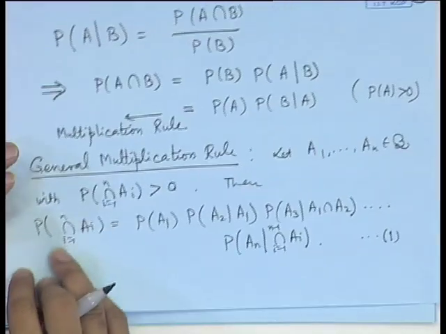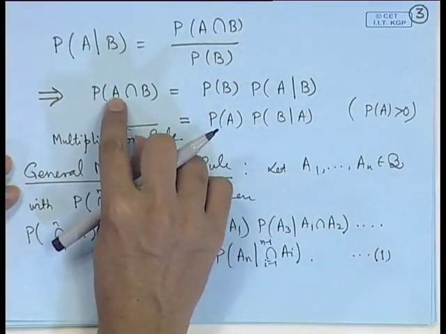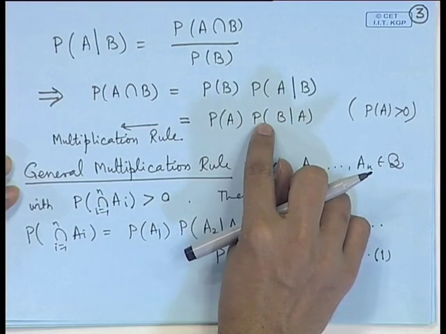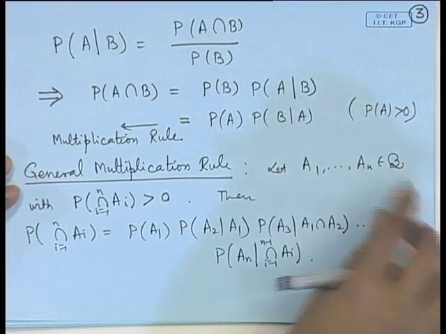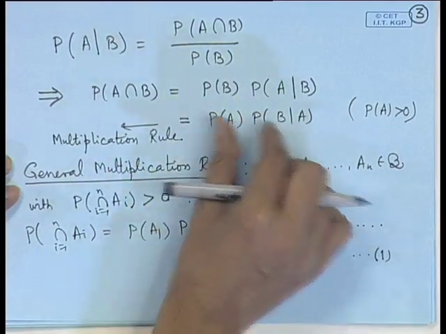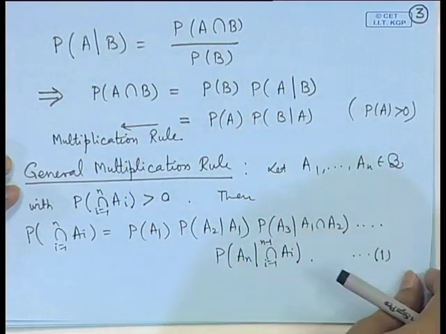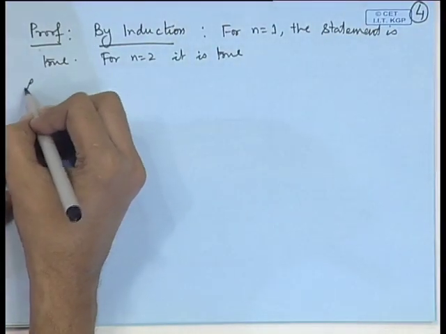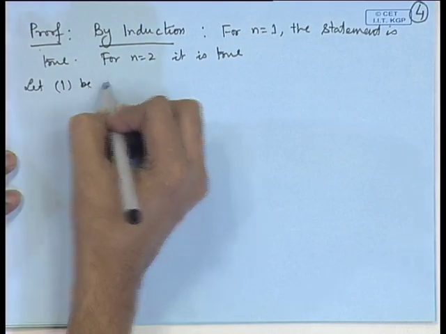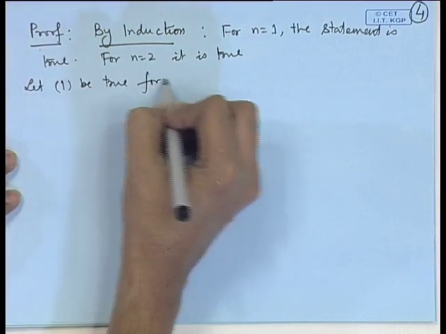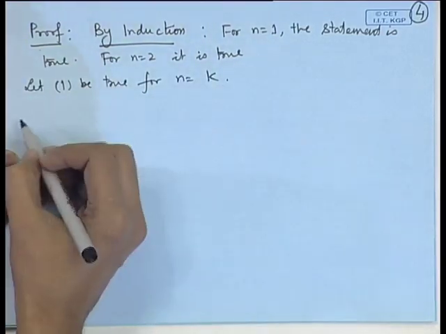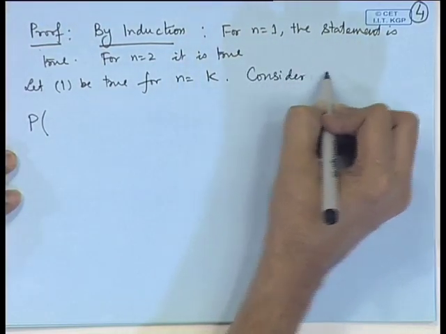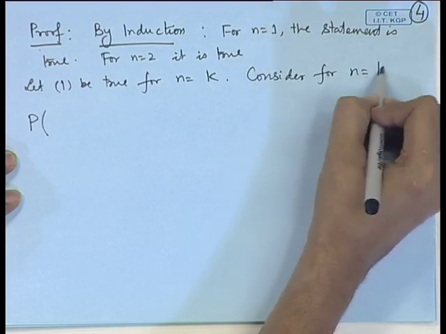For n is equal to 2, it is true, as we mentioned by the definition of the conditional probability, that probability of A1 intersection A2 is equal to probability of A1 into probability of A2 given A1. Now, the statement for n is equal to 2 will be used for extending from k to k plus 1. So, let 1 be true for n is equal to k, and consider n is equal to k plus 1.